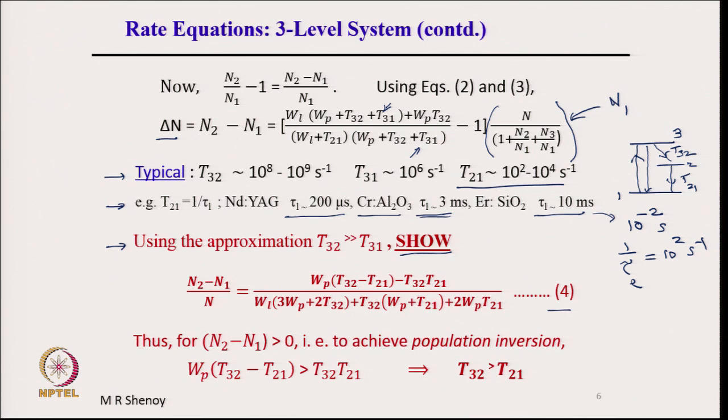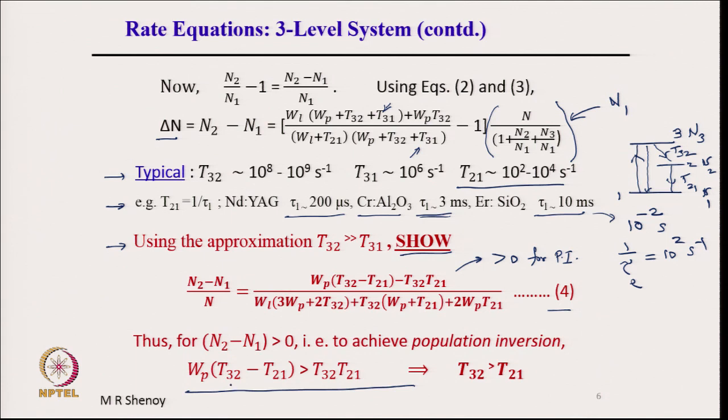From this we see that for N2 minus N1 to be greater than 0, that is to achieve population inversion. Please see, N2 is the number of atoms here, N1 is the number of atoms here, and N3 is the number of atoms here. So, N2 greater than N1 means there is population inversion. To achieve population inversion, the numerator must be greater than 0. So, this numerator here must be greater than 0 for population inversion. So, that is what is written here, Wp into T32 minus T21 must be greater than 0.